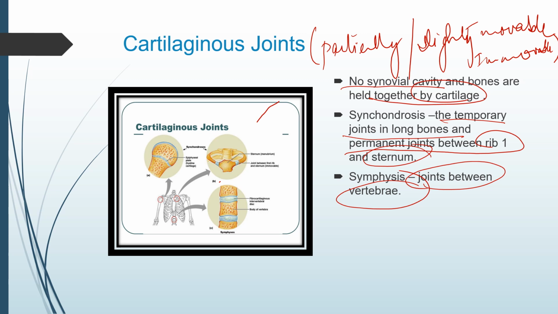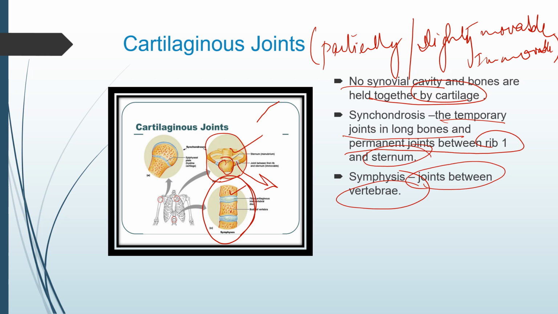Okay, so just try to focus on this diagram. I think you will be able to focus here. In this diagram we can see the joint between rib 1 and the sternum. This is the sternum, this is rib 1, and this part is the synchondrosis, or a cartilaginous joint.